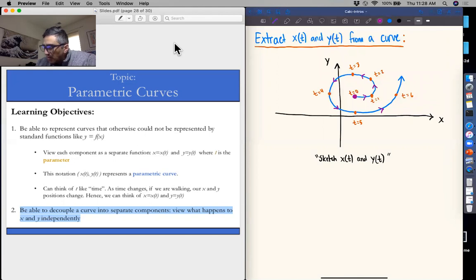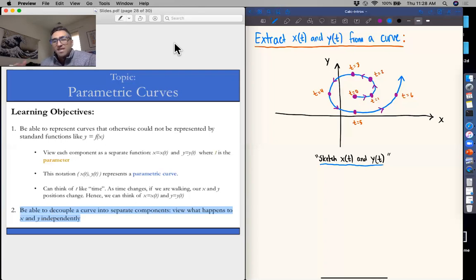And we just have a couple points outlined. So when t equals 1, we're there. When t equals 2, we're there. 3 there, 4 there, and so on and so forth. So we're just given a couple t values around the curve. So what are we going to try and do here? Well, we're going to try and extract or sketch the plots of the x of t function and y of t function that could create this type of spiral.